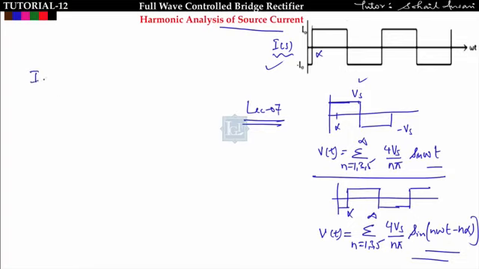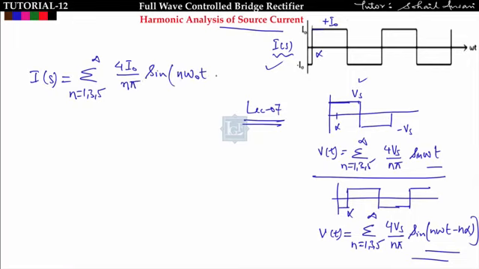So the Fourier series of the source current will be the summation of, only odd harmonics will be present, 1, 3, 5 up to infinity, 4 I naught. This is the maximum current, that is I naught. So 4 I naught upon n pi sin(n omega naught t minus n alpha). This is the Fourier series of this source current waveform.